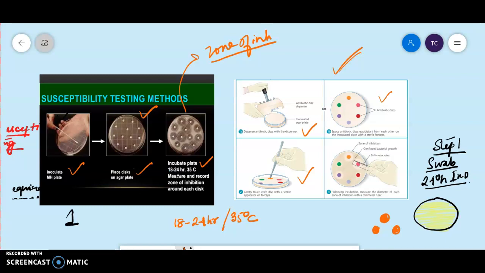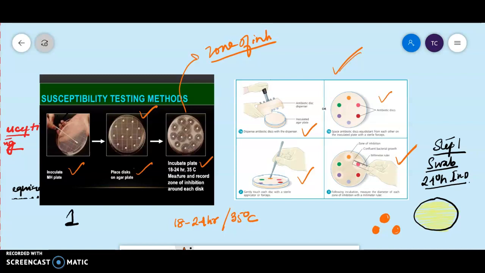And then after they have gone through the incubation time period, they get to see the zone of inhibition. With the help of a caliper or a millimeter ruler, they are finding out the diameter of the zone of inhibition to determine antibiotic susceptibility. So this is basically the plate method by which you can do the test.